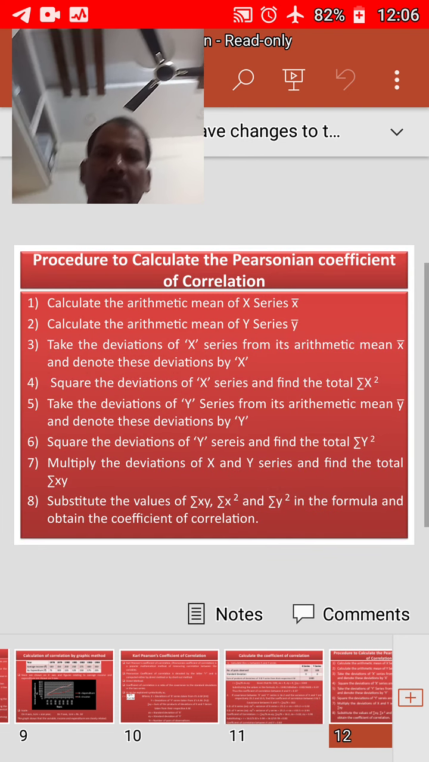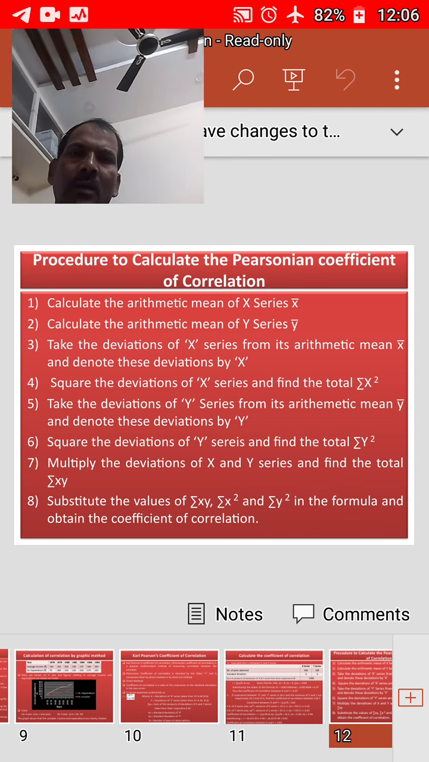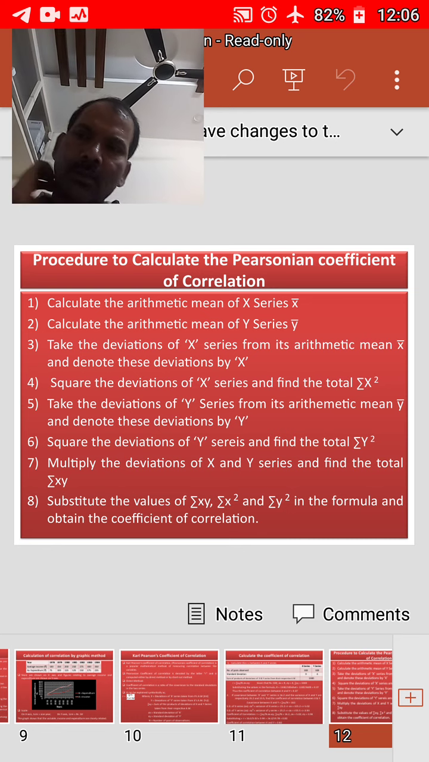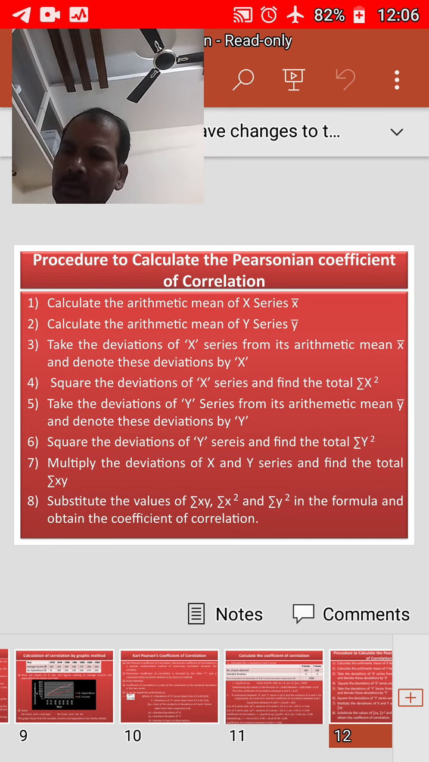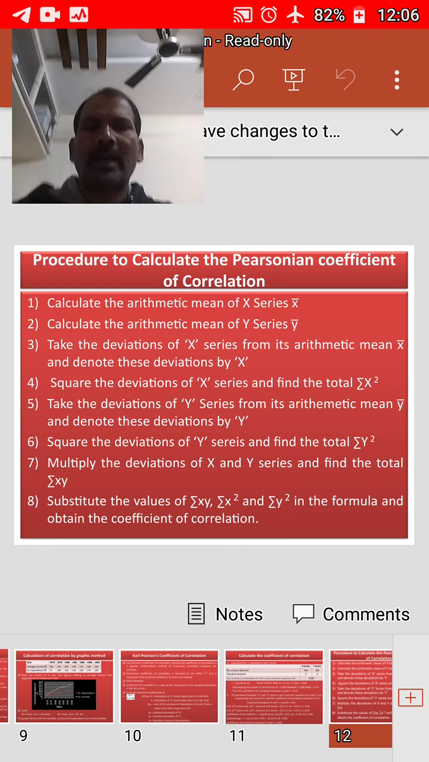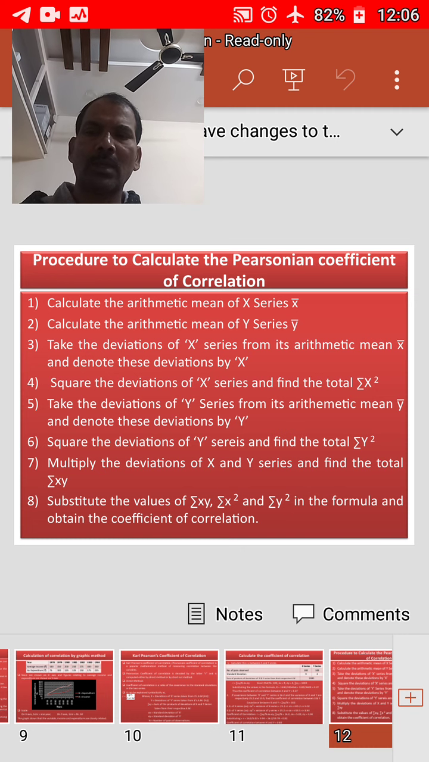Okay, and now the procedure to calculate Pearson's coefficient of correlation. We'll go through the procedure and we'll solve one problem. First, calculate the arithmetic mean of x series, that is x bar. Second, calculate the arithmetic mean of y series, that is y bar.